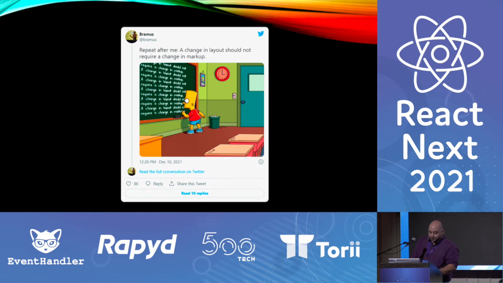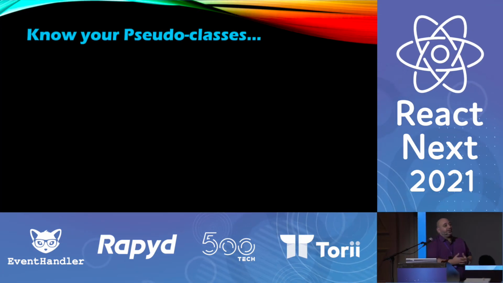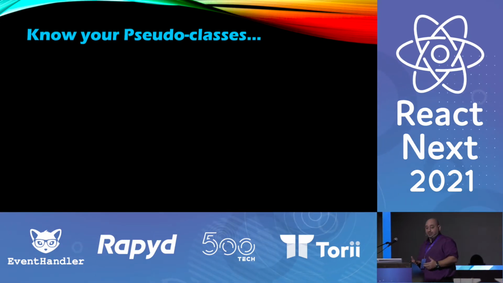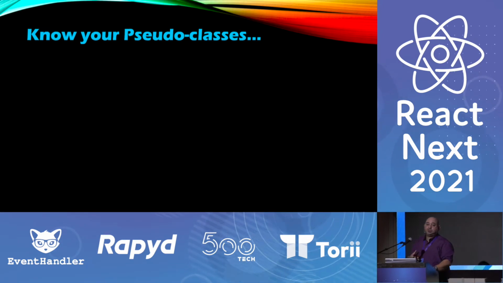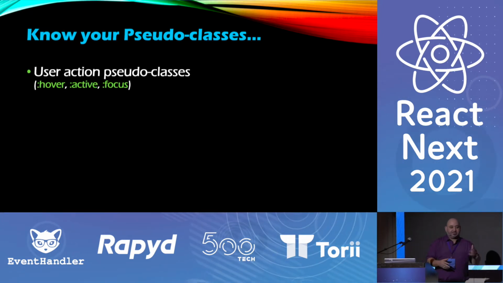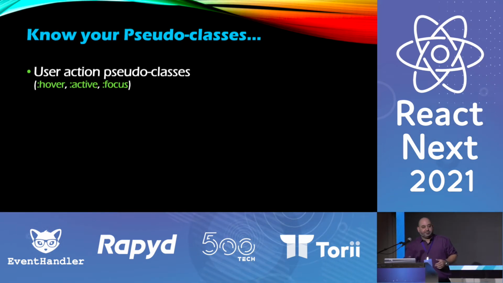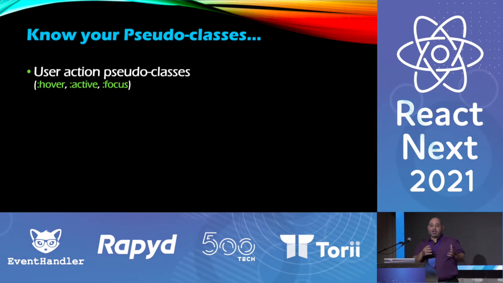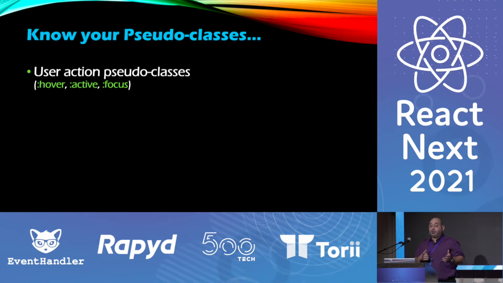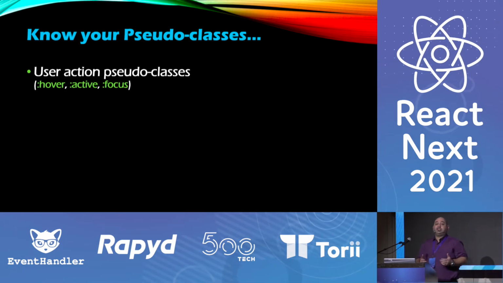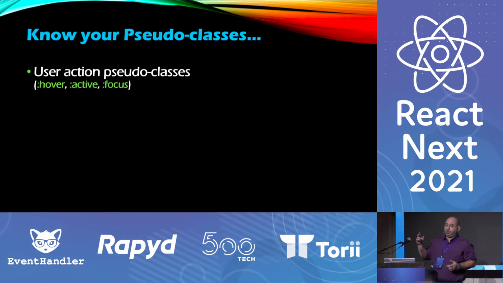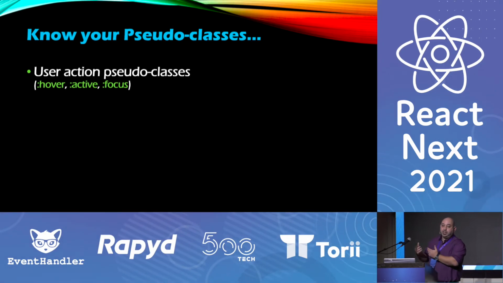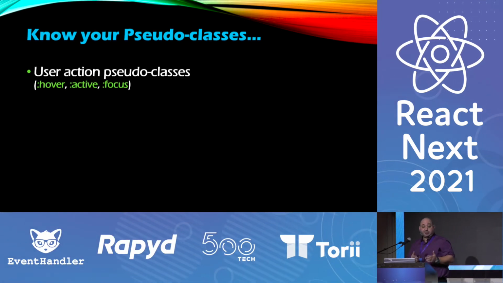So, as I said earlier, the key for controlling the state of the elements is knowing your pseudo classes. When I talk about pseudo classes, most people know the user action pseudo classes: hover, active, focus, and so on. So let's say, for example, I have a button and I want to design a different style for the hover state. Okay? I obviously won't use any onmouseenter, onmouseleave.